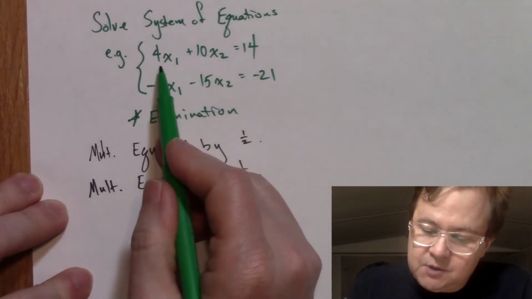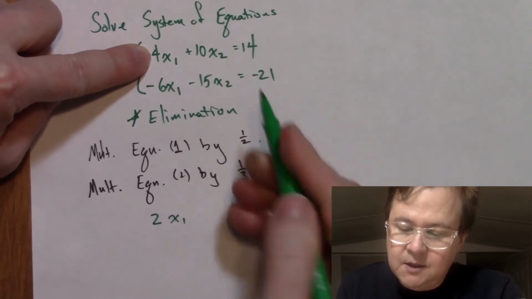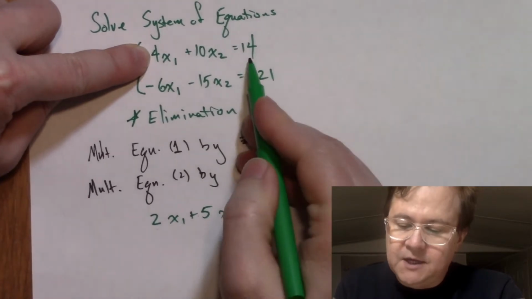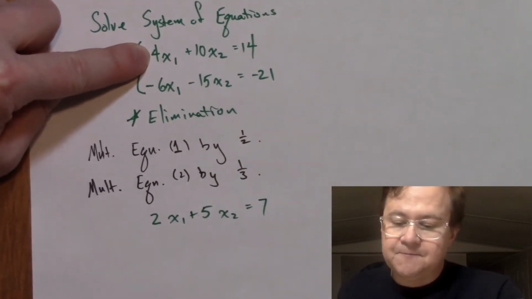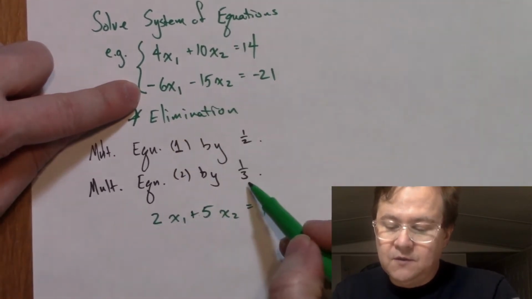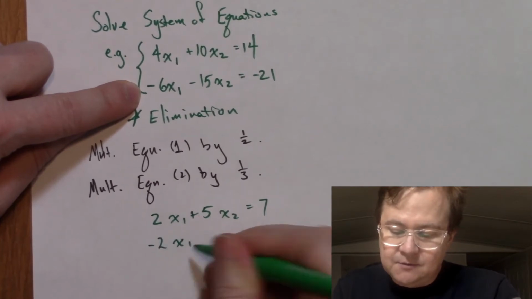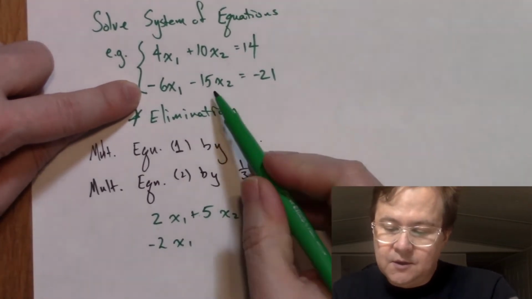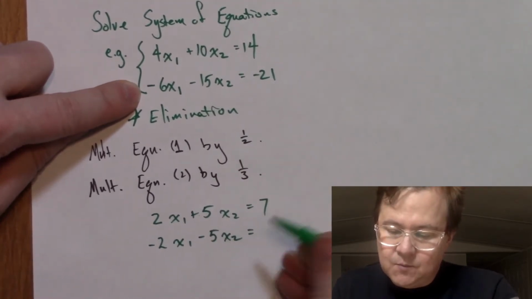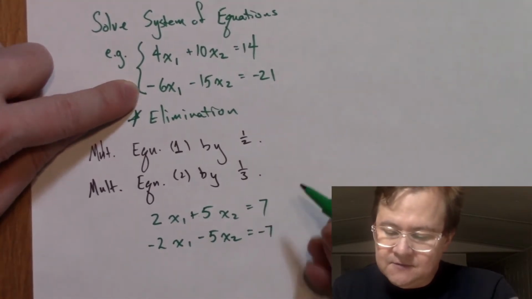So multiplying equation 1 by 1/2, 1/2 of 4 is 2, 1/2 of 10 is 5, and 1/2 of 14 is 7. Likewise, multiplying equation 2 by 1/3, 1/3 of negative 6 is negative 2, 1/3 of negative 15 is negative 5 x2, and 1/3 of negative 21 is negative 7.